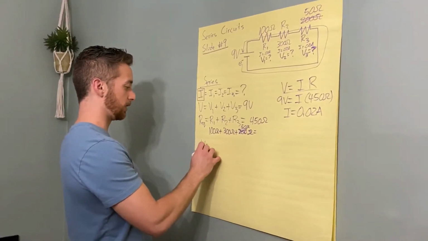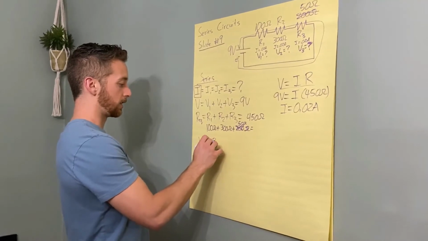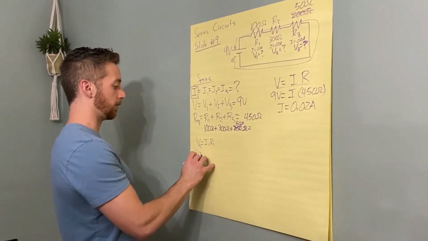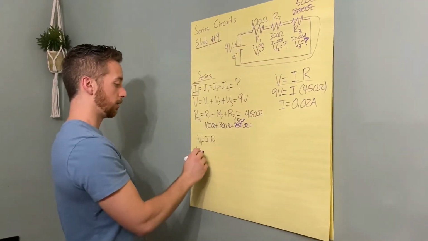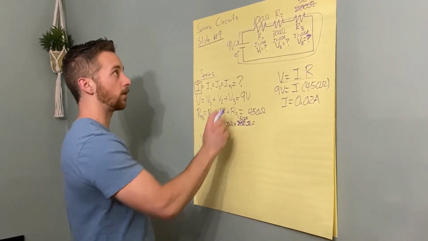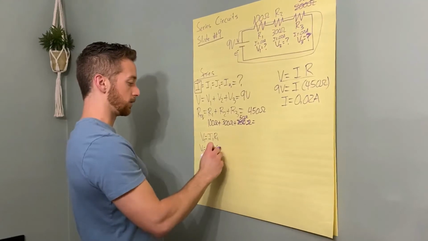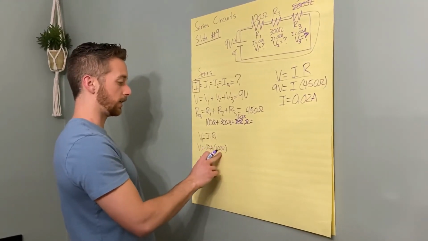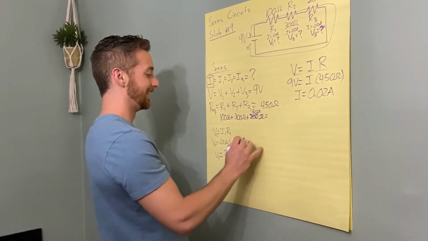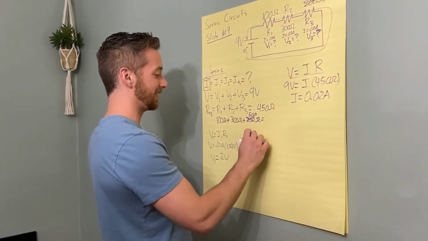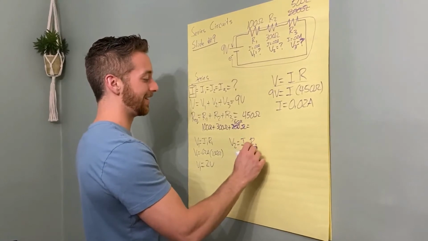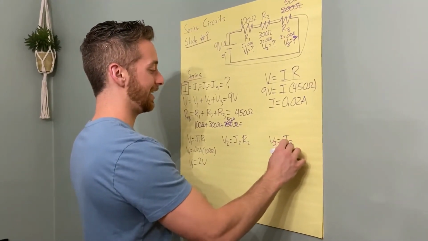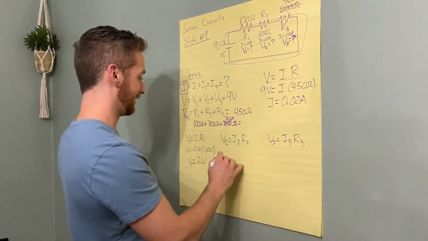So we have V1 equals I1 times R1. So we're looking for V1, we know I1, 0.02 amps times R1 is 100 ohms. You could solve that. That equals 2 volts. You repeat this process with V2, I2, R2. You do the same thing with V3, I3, R3.